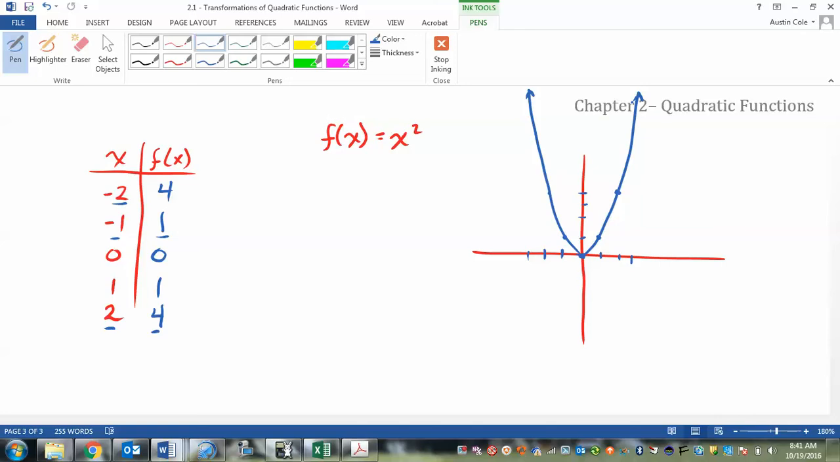A couple things about parabolas. This should be somewhat of a rounded corner there. It shouldn't be a V. Secondly, it should never look like this. It's always going to get a little bit wider. Okay, a little bit wider.